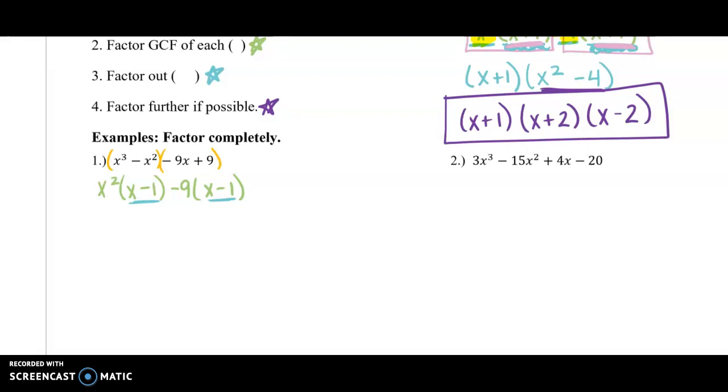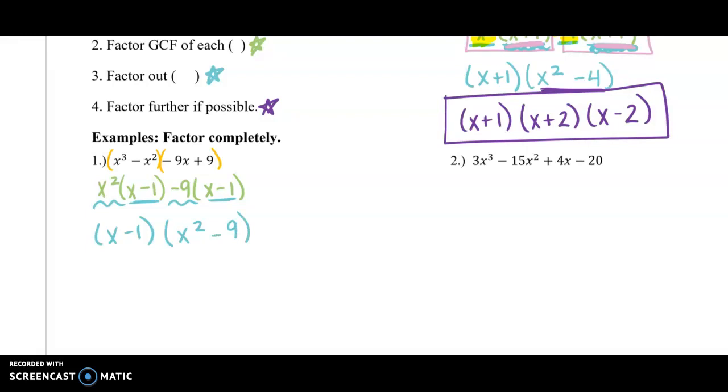Because if I end up with the same thing inside the parentheses, I can factor out that set, that x minus 1 in this case. If I don't have the same thing, I can't do anything past that, right? So I need to make sure that I have the same thing inside the parentheses. Once I do that, I can factor that out. So I can factor out the x minus 1, and I would be left with x squared minus 9.